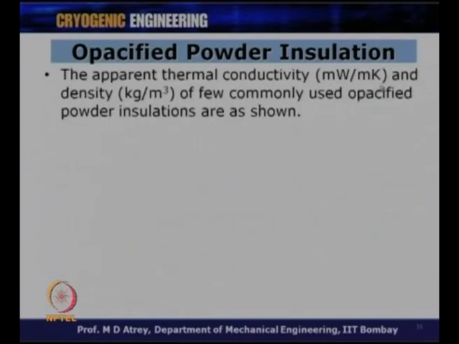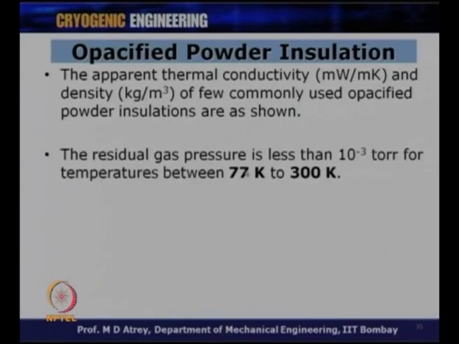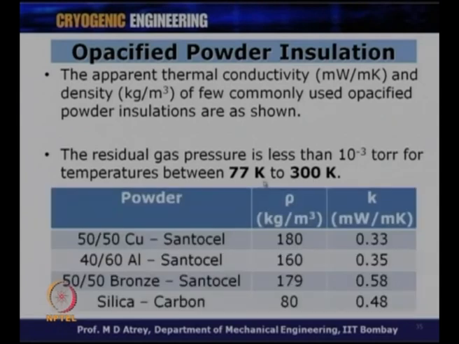The apparent thermal conductivity and density of a few commonly used opacified powder insulations are as shown. The residual gas pressure is less than 10^-3, and we are talking about temperatures of 300 to 77 Kelvin, and you can see here: you got a copper Santocell, an aluminum Santocell, a bronze Santocell, and silica carbon combinations for different densities, and you can see the apparent thermal conductivity is 0.33, 0.35, 0.58, 0.48. So, what was between 1 to 2 for evacuated powder got reduced to now 0.3 to 0.6 in this conductivity range, in milliwatts per meter Kelvin.